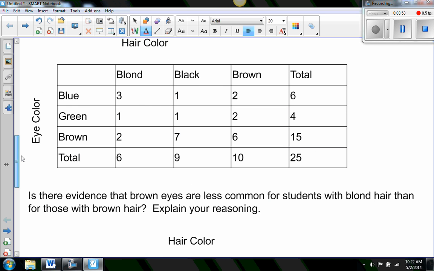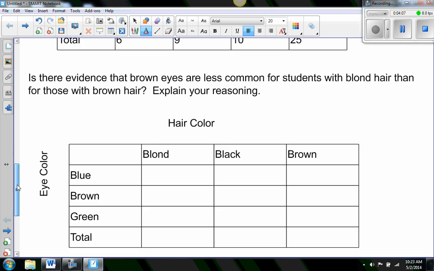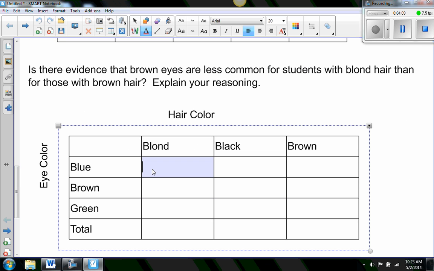How many had blonde and blue hair? If you go back up here and look, 3 of them did, out of how many? 6. 3 out of the 6 that had blonde hair had blue eyes. So when I come down here, I'm going to write it as a fraction, and then I'm also going to change it to a decimal. I could put a percent in there also, I guess, if I wanted to, but we should be able to tell just from these. Okay, then I'm going to go back up.